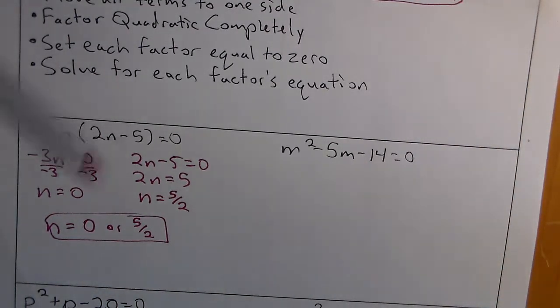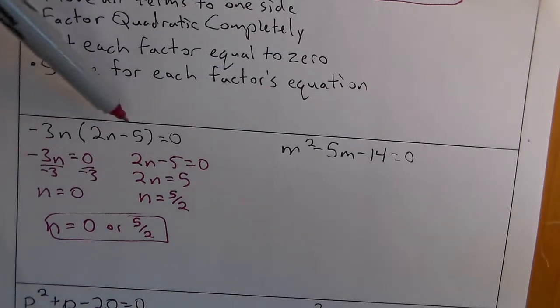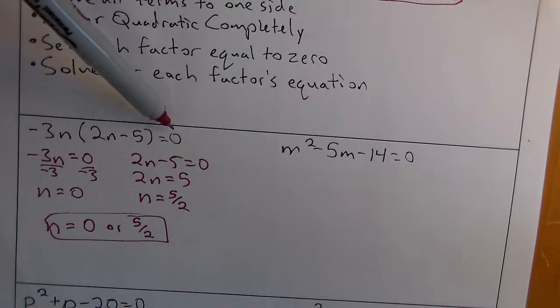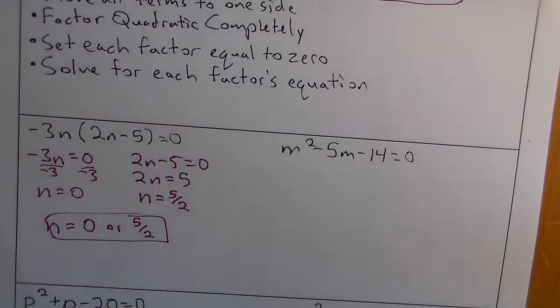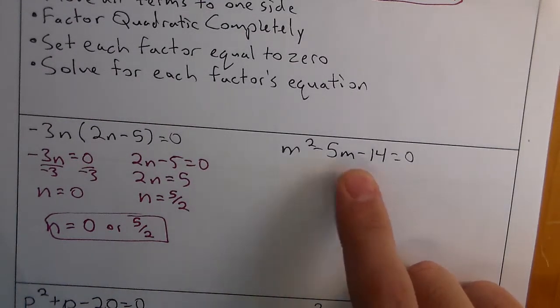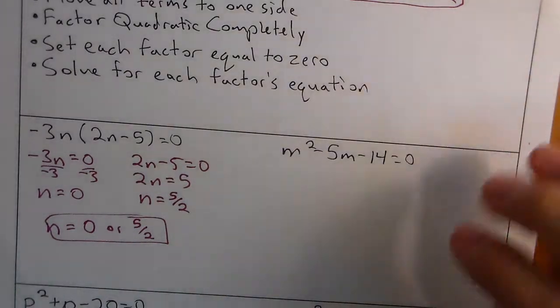And what that means is these are the only two numbers that if we substitute in would give us a true statement of 0 equals 0. That's what we're looking for, solutions. So here is a little more familiar quadratic we've had. So we have to factor it first.